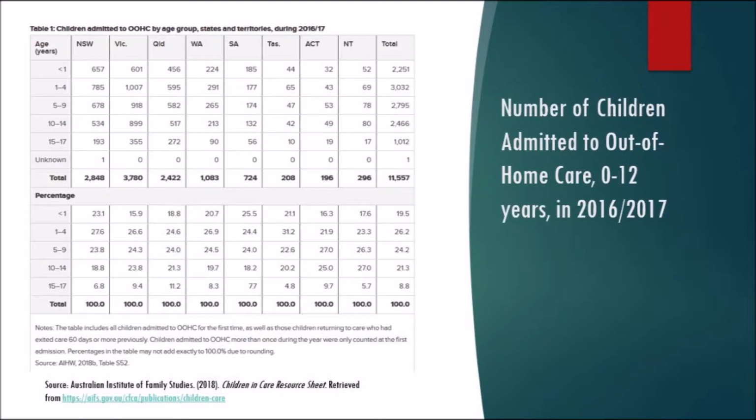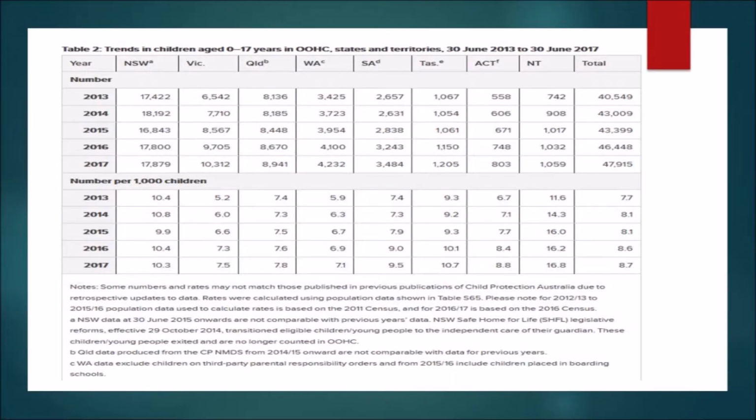One of the most vulnerable age groups, the first 5 years is crucial for a child's social, emotional, and brain development. There are approximately 2,500 to 3,000 children in the 5 to 12 age group, which is a significant issue considering these are foundational primary school years. Table 2 shows the trends for 2013 to 2017. Unfortunately, there are increasing numbers of children admitted to out-of-home care, from 40,000 to 47,000.